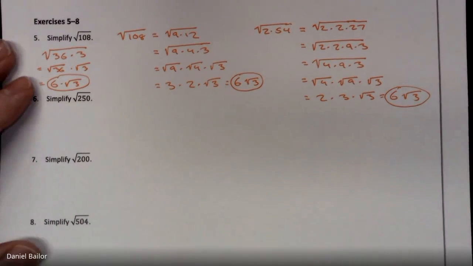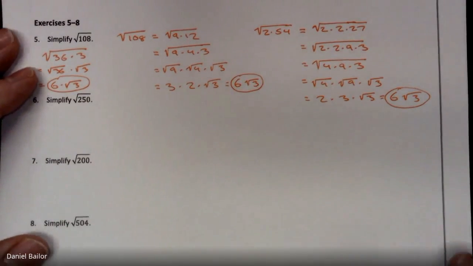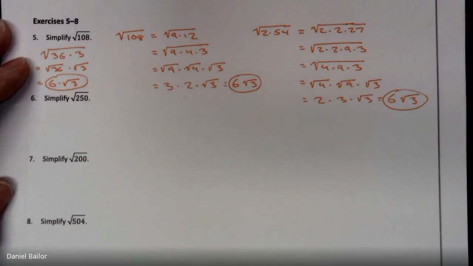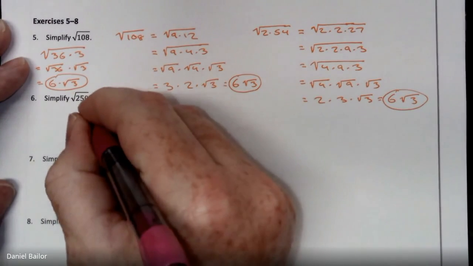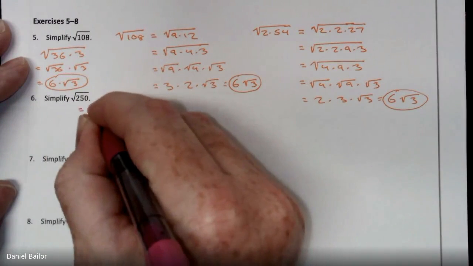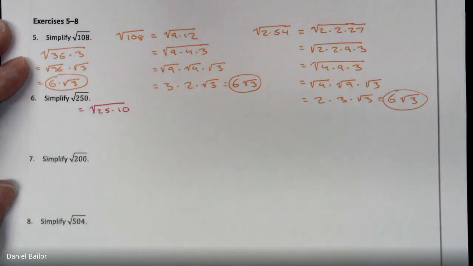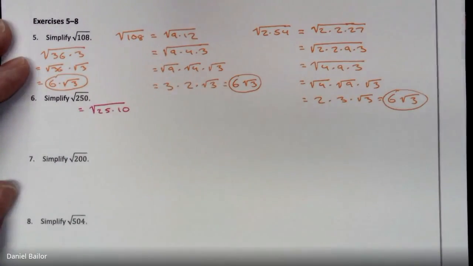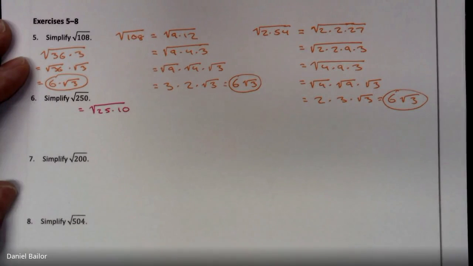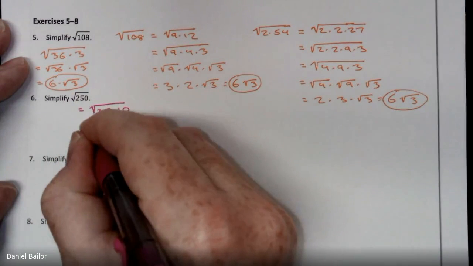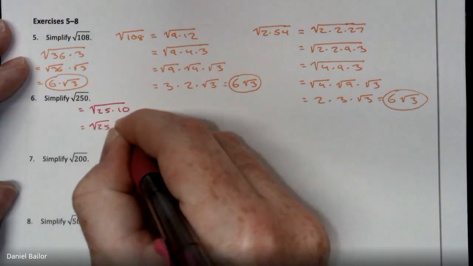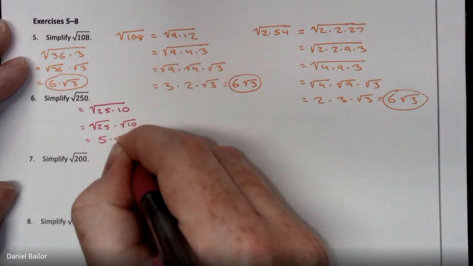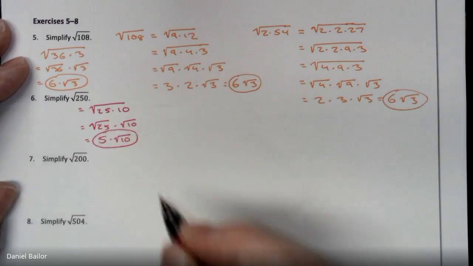Let's check your work for number 6. Now, when I see 250 and I'm thinking perfect squares, I'm probably just going to break this into 25 times 10. Because 25 times 10 makes 250. And that's where I'm just going to stop. Because I know that that's the square root of 25 times the square root of 10. And so I get 5 times the square root of 10. That's the answer you should have got.